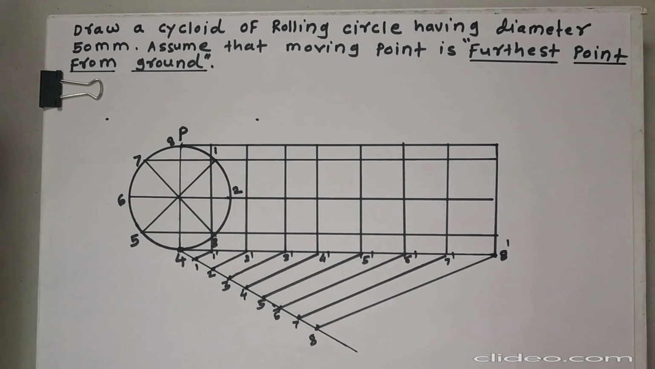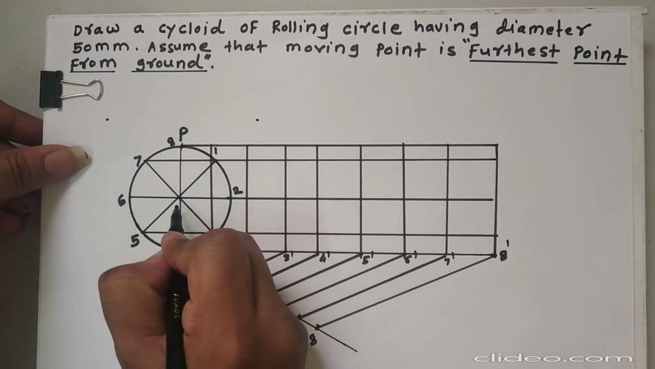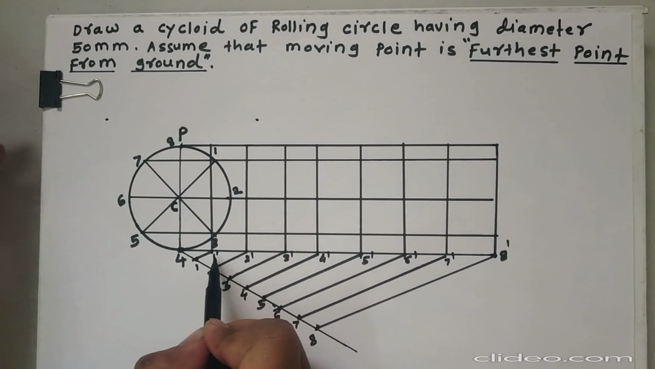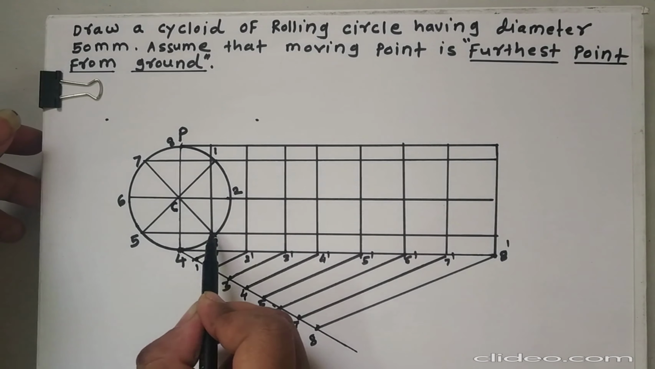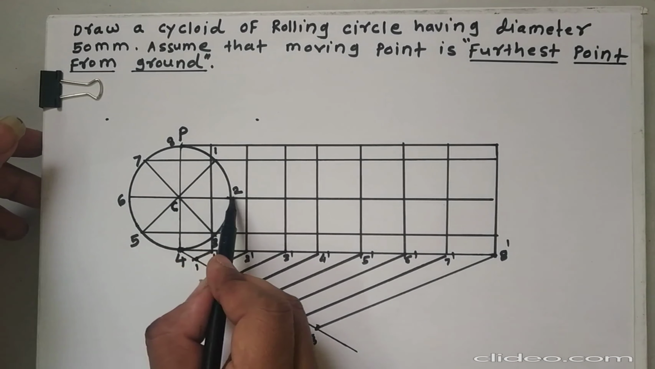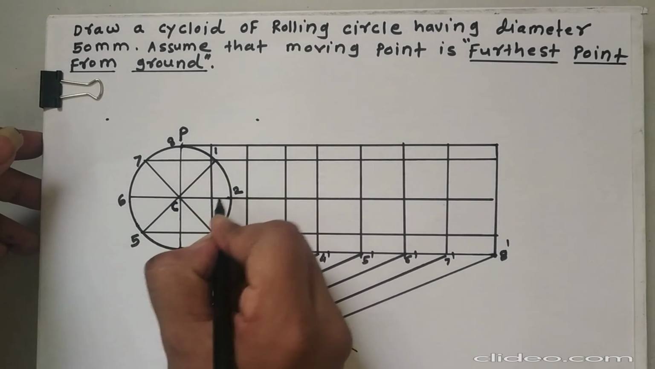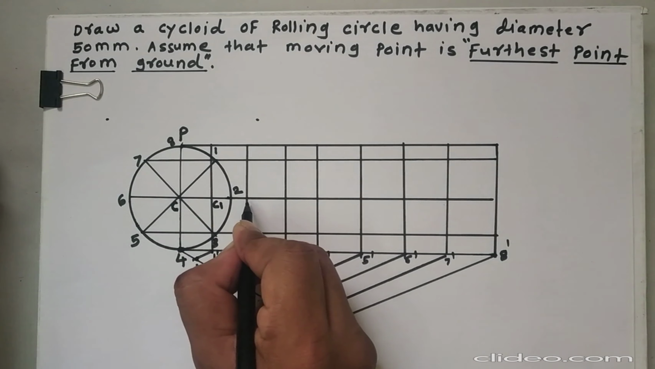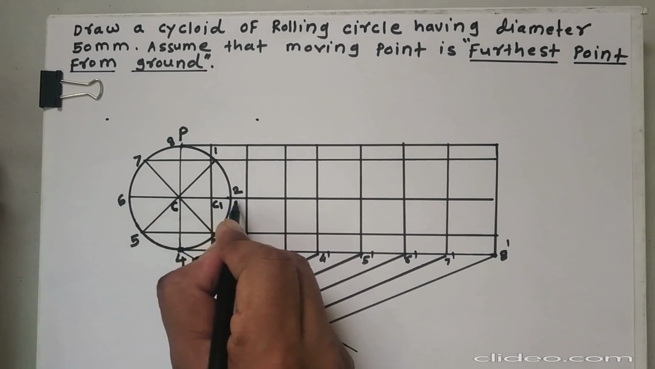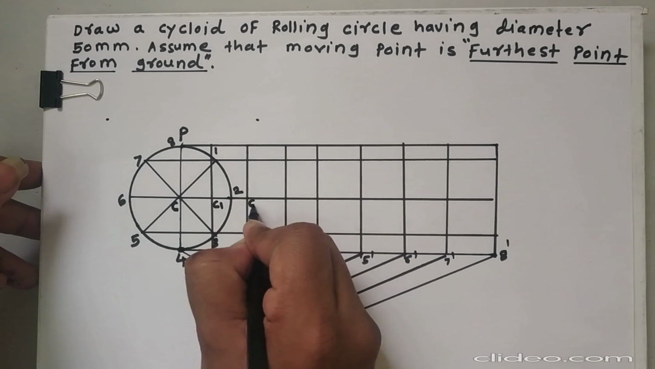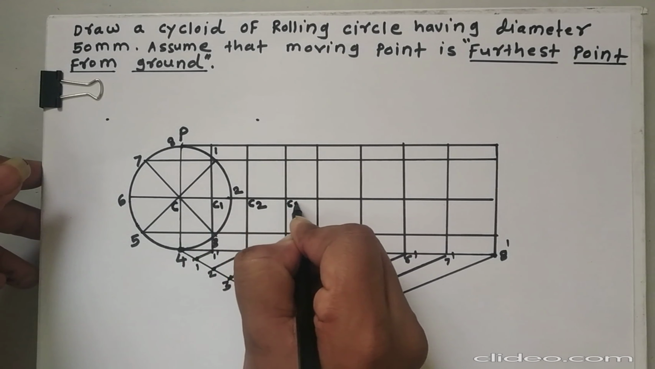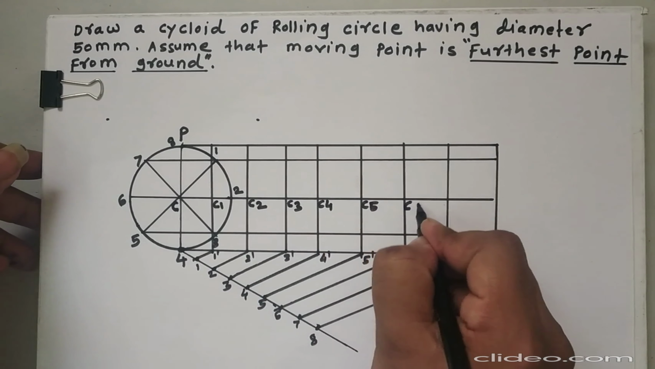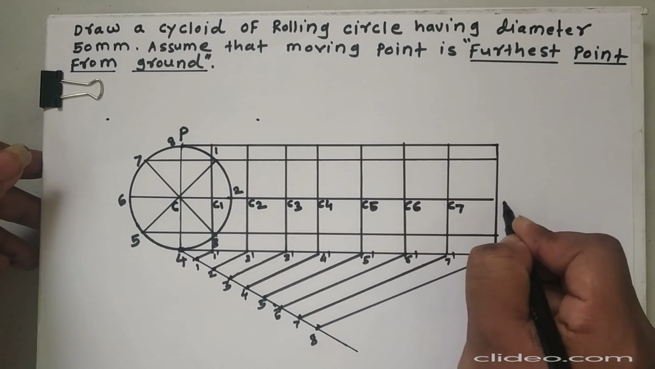Now this center of circle I will name it C. Now observe this 1 dash line, where it is intersecting this center line over here. Name this point C1. Similarly the 2 dash line, where it is intersecting the center line, that is the 6 2 line, name this point C2. Similarly C3, C4, C5, C6, C7, C8.